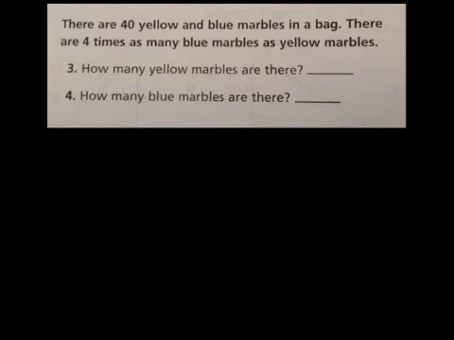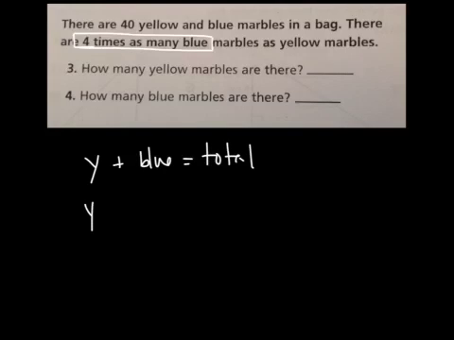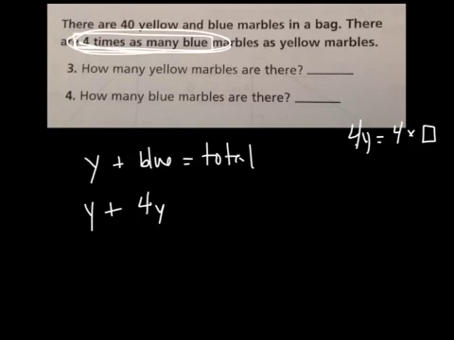There are 40 yellow and blue marbles in a bag. There are 4 times as many blue marbles as yellow marbles. So we're going to say that we have yellow plus blue equals our total. So we have yellow, and blue is going to be 4 times yellow. Remember, 4y is the same thing as saying 4 times something, or in this case, y.